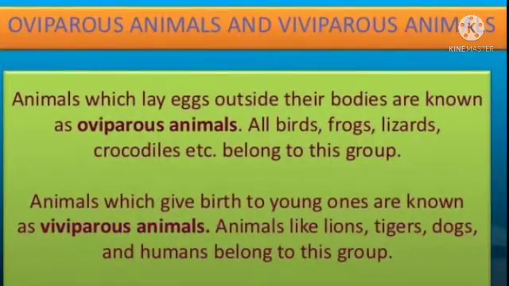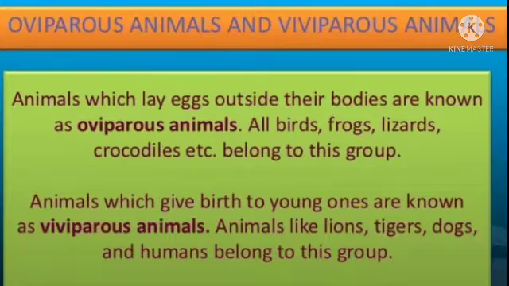Oviparous animals and viviparous animals. Animals which lay eggs outside their bodies are known as oviparous animals. All birds, frogs, lizards, crocodiles, etc. belong to this group. Animals which give birth to the young ones are known as viviparous animals. Animals like lions, tigers, dogs, and humans belong to this group.